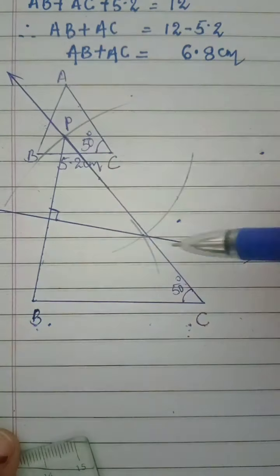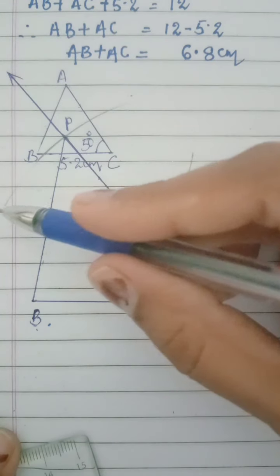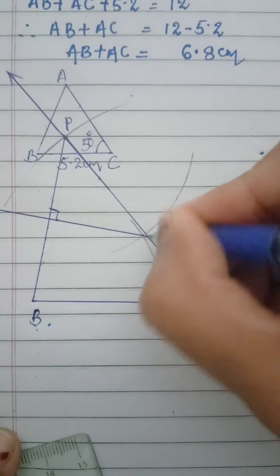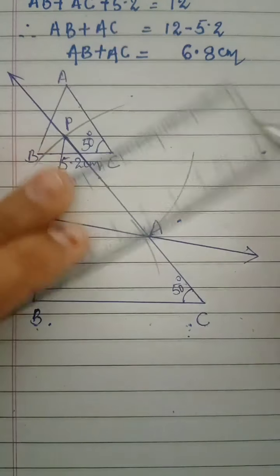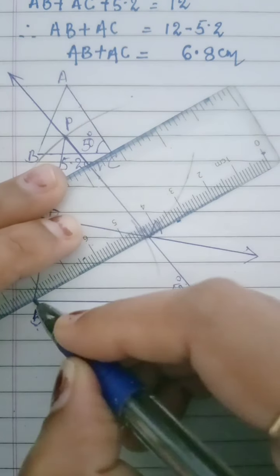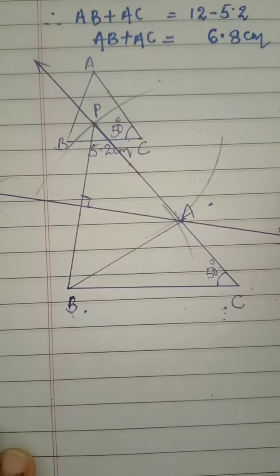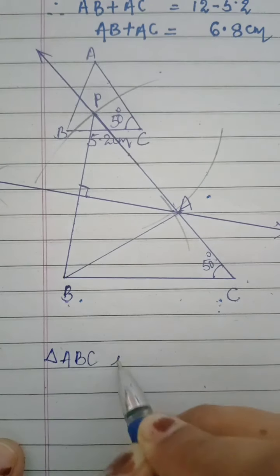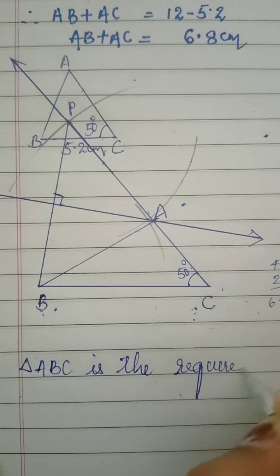Now any point on the perpendicular bisector is equidistant from the end points. Which is that point? See, this perpendicular bisector has intersected this side and this is that point. This is point A. Join it to B. We have our triangle ABC. I hope it is clear. So final step, triangle ABC is the required triangle.